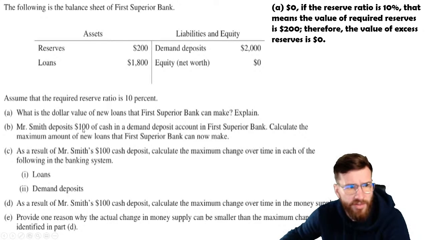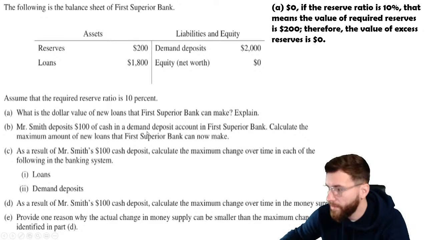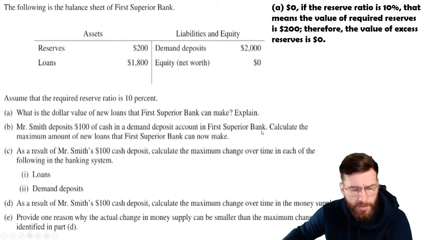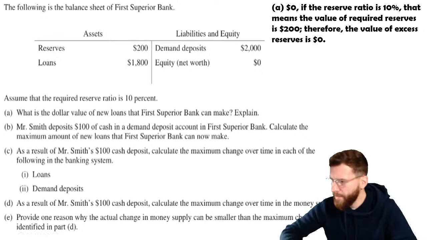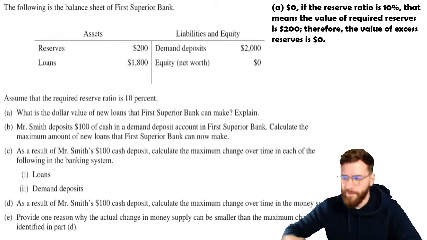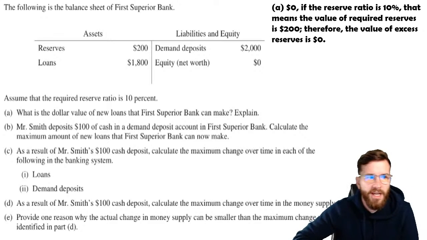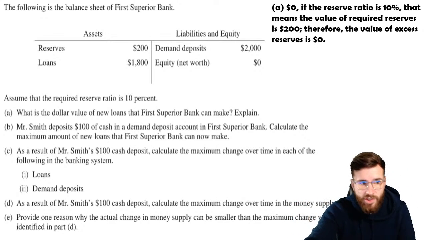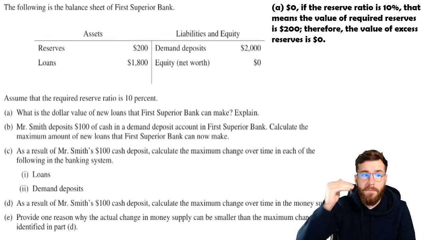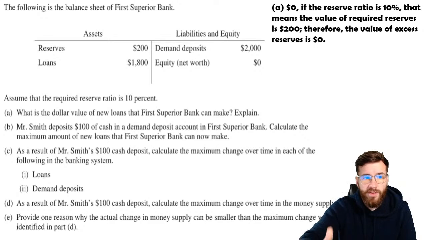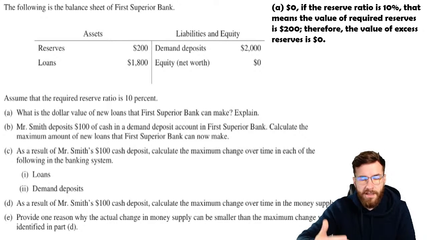Mr. Smith deposits $100 of cash in a demand deposit in his checking account at First Superior Bank. So Mr. Smith walks in. Mr. Smith, like the teacher? Do you guys have him? Mr. Smith puts $100 of cash into his checking account. What is going to be the change, to calculate the maximum amount of new loans that First Superior Bank can now make?